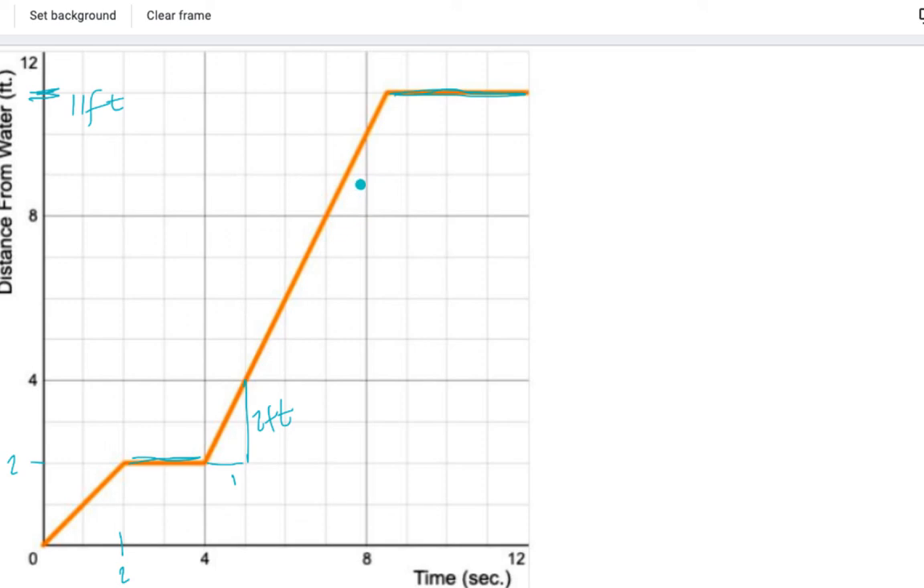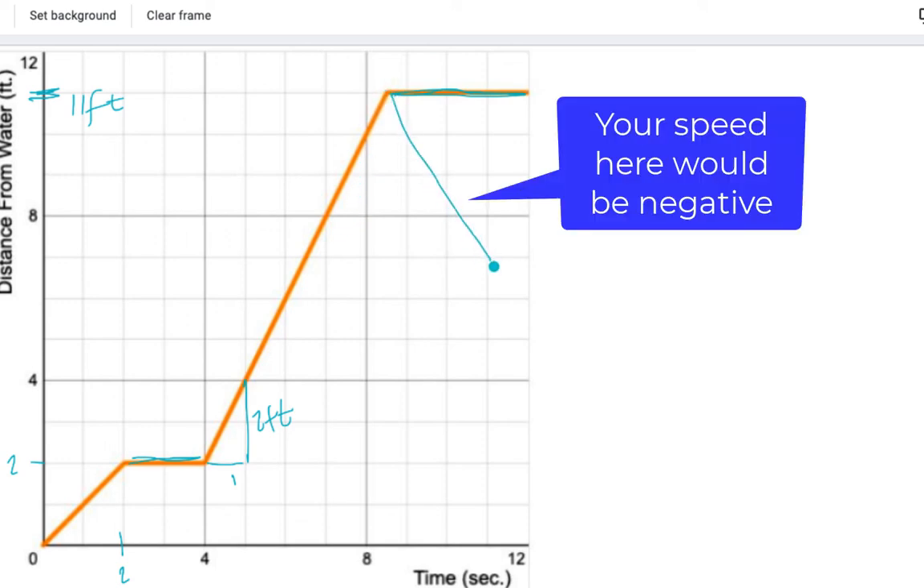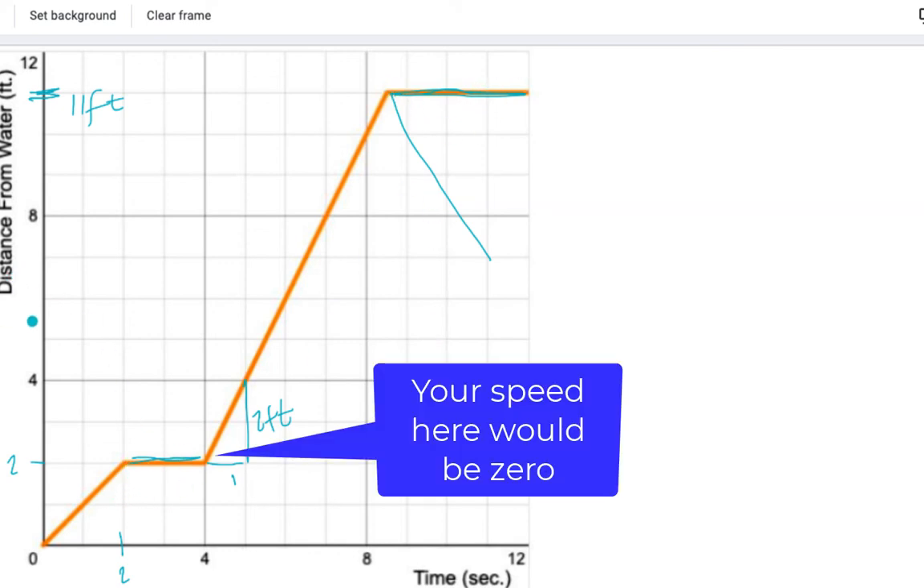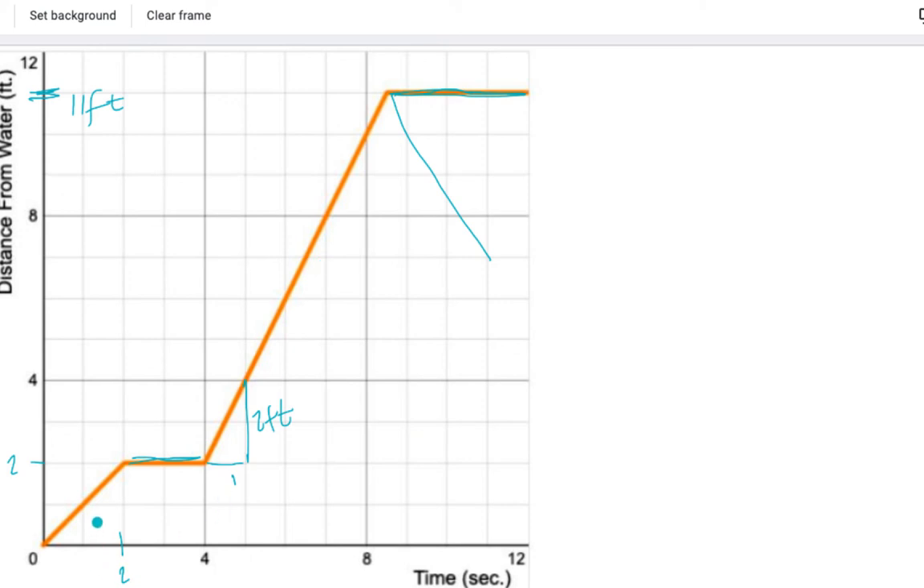If it was going down, we would say you walk back toward the water. When it is flat, it means you are not moving, or whatever the y is, isn't changing. So in this case, you are not walking away from the water, you're standing still. The steeper the line, the faster the y is changing. Flat line, the y is not changing at all.